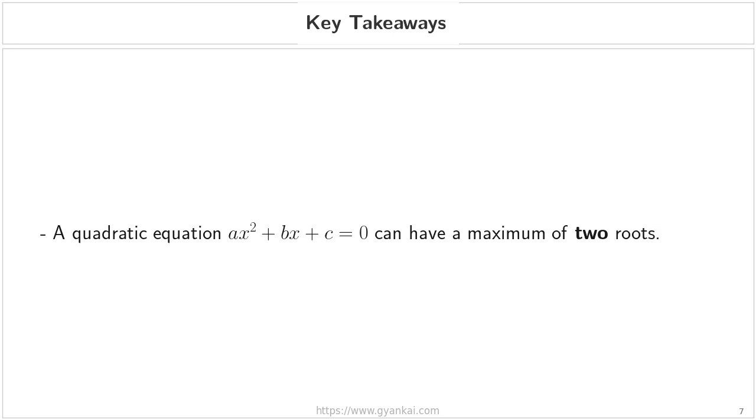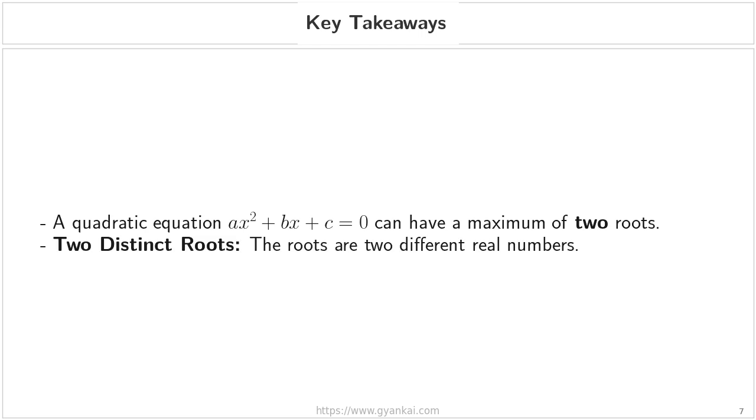All right, let's bring everything together and recap what we have learned today. First, it is crucial to remember the fundamental rule. A quadratic equation, which we write as ax² + bx + c = 0, can have a maximum of 2 roots. It will never have more than 2. As we explored through our examples, there are 3 specific scenarios you need to look out for. First, we have 2 distinct roots. This is when your solution results in 2 different real numbers, like the 2 separate times a ball passes a certain height on its way up and its way down.